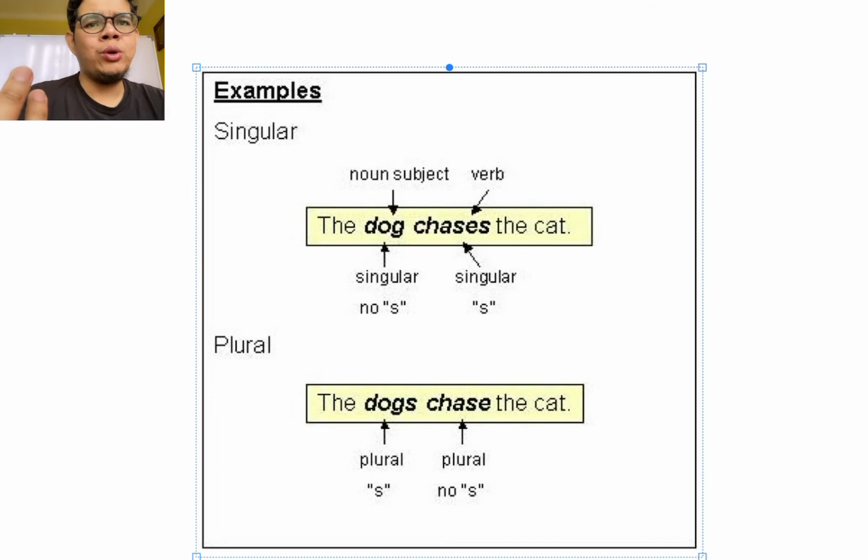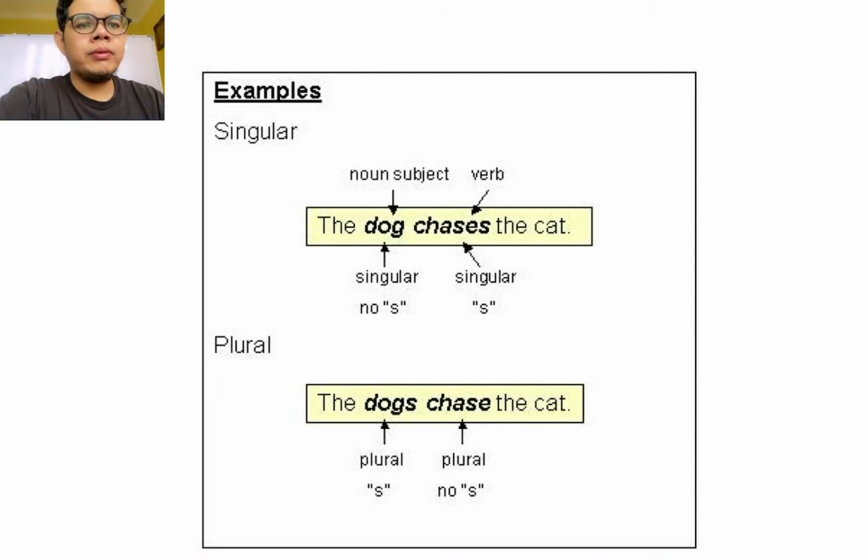It depends on your subject. Wait, hold on. Oh no, my pencil. Okay, it depends on your subject. If your subject is singular, which is one, your verb must be singular too. And if your subject is plural, your verb must be plural too.